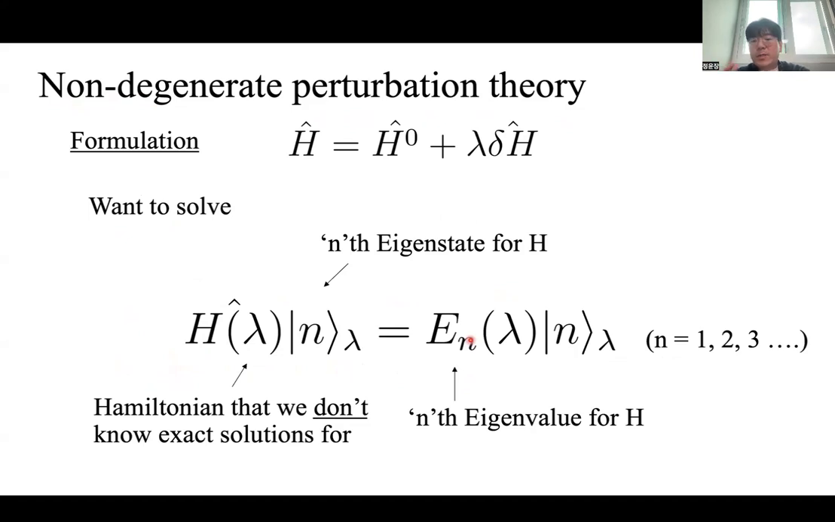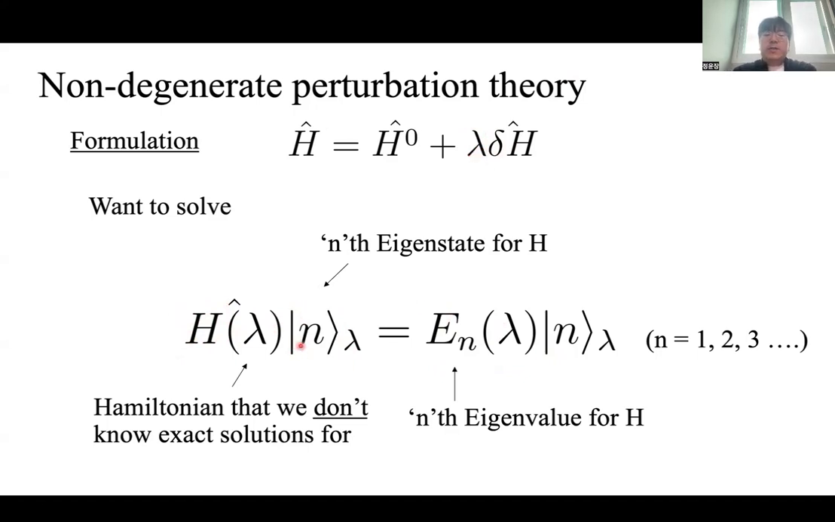So keeping this in mind, this is the problem that we want to solve, right? This is what we actually want to solve. And these are the answers that we're aiming to get. I want to know the eigenstates and the eigenvalues for this Hamiltonian operator, which is a function of lambda because it's going to depend on what the size of lambda is.